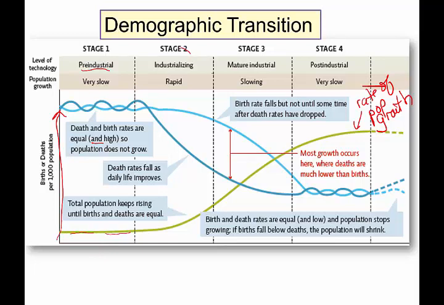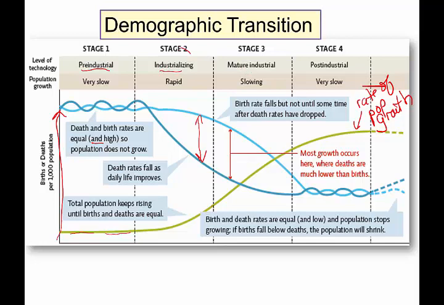Then we get into the transitional stage. Here they're calling it the industrializing stage. And you'll notice that the death rate begins to fall because life becomes better: medication, more benefits, more food. And the birth rate is still fairly high. It's beginning to fall a little bit, but there's a big difference here between birth and death rates. So now you start to see the population growth rate rise up.